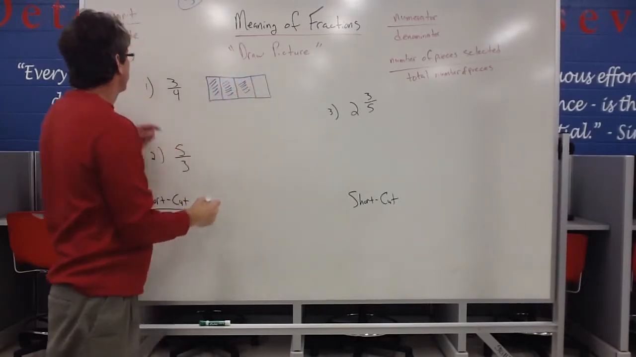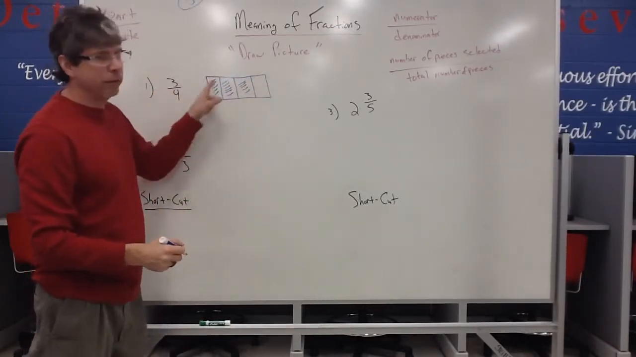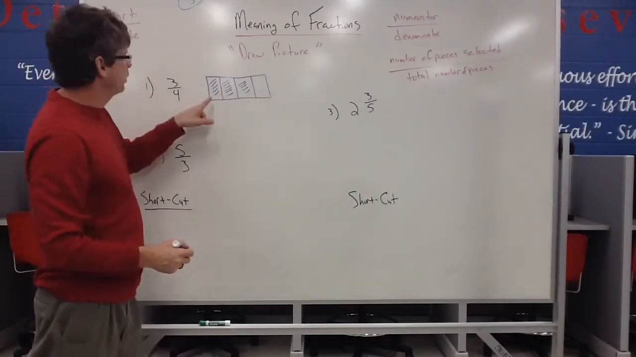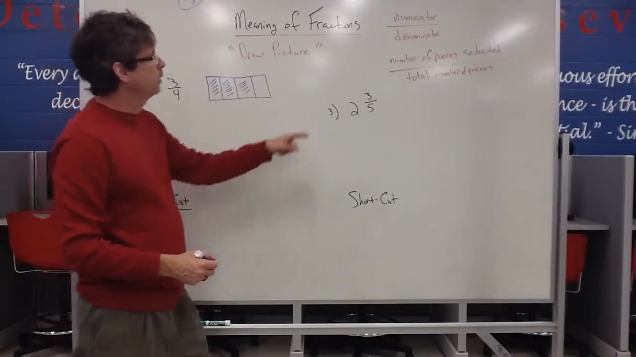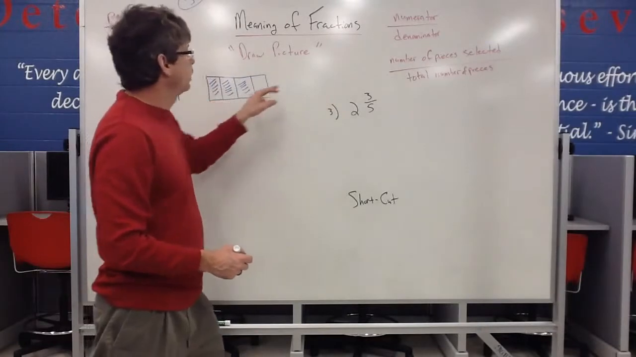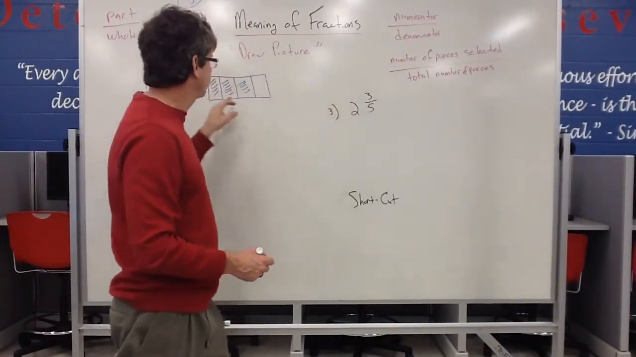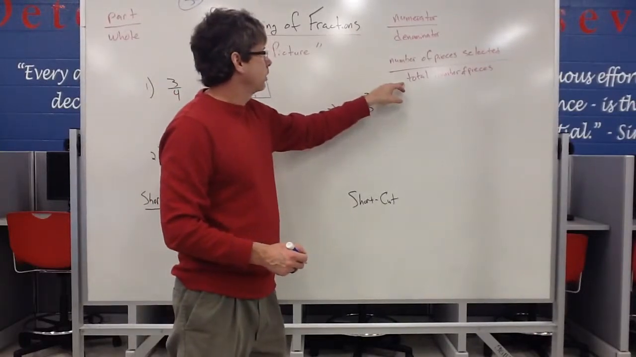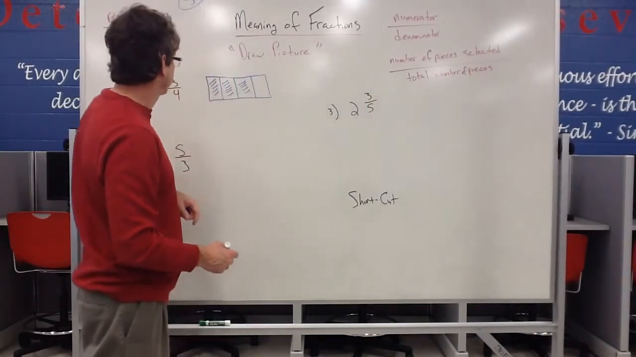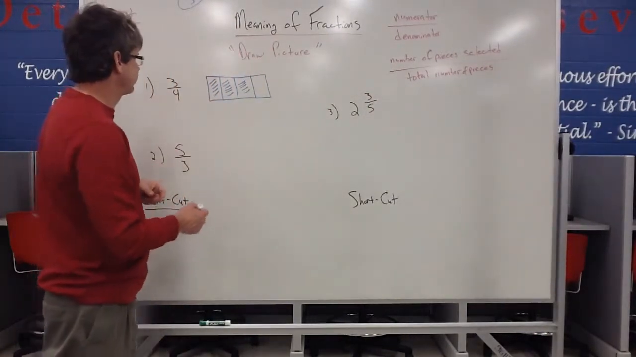So the whole in this case would be the 4 pieces. The part would be the 3 that I shaded. Again, the numerator would be the 3, and the denominator represents the 4. The total number of pieces selected was 3, and the total number of pieces altogether was 4. So 3/4 can be modeled like this.